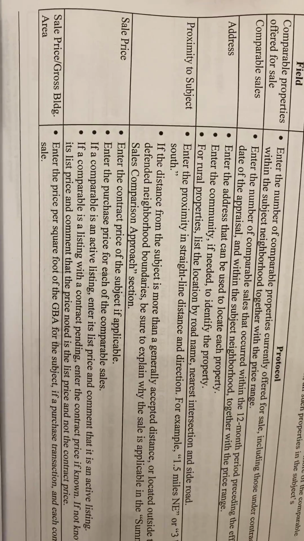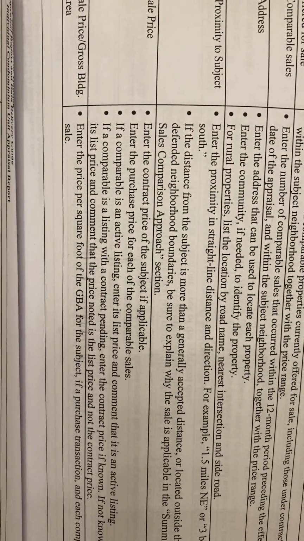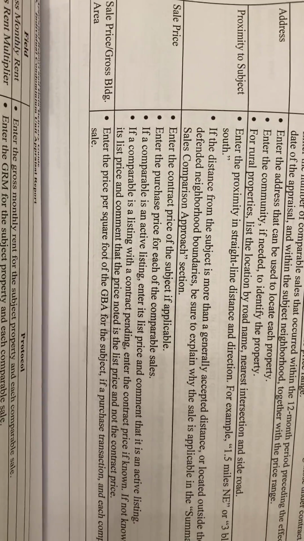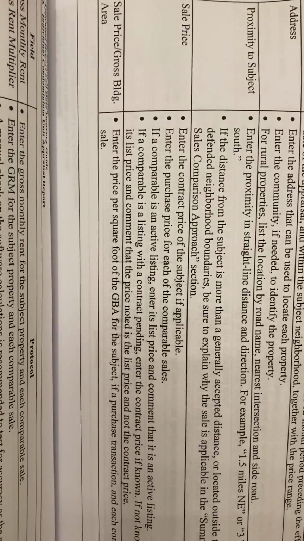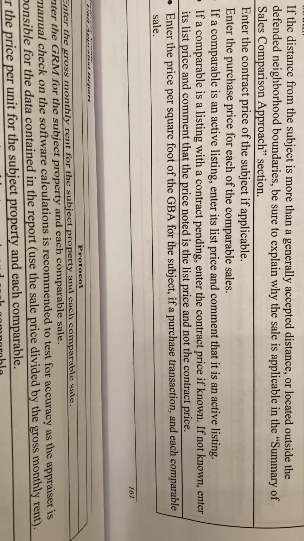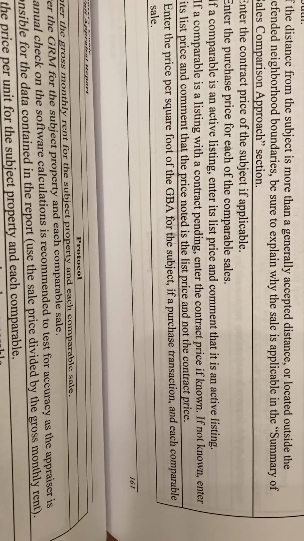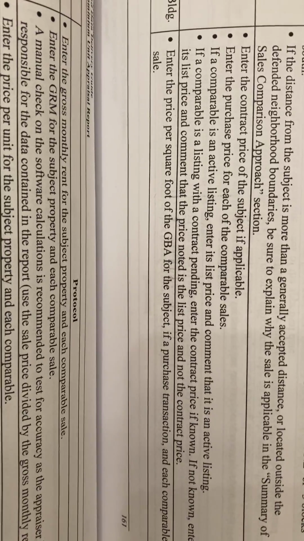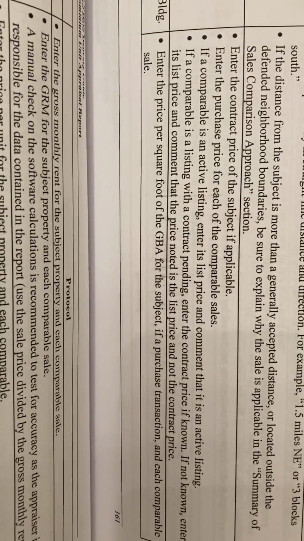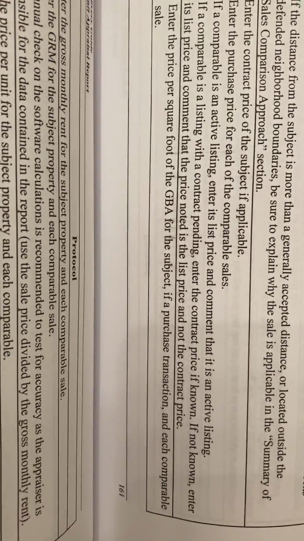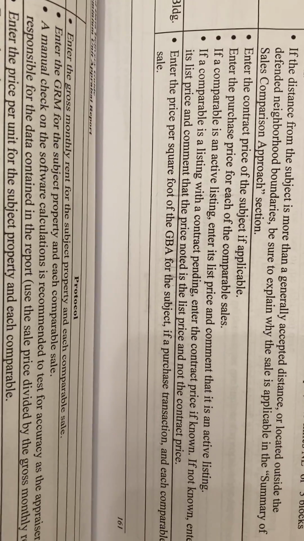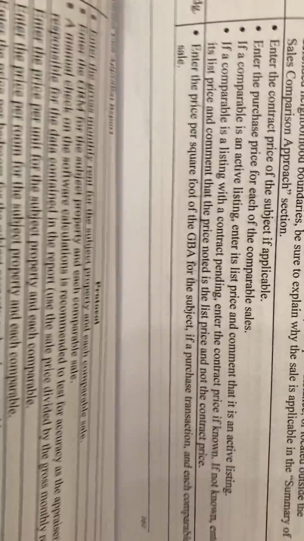Field. Sale price. Protocol. Enter the contract price of the subject if applicable. Enter the purchase price for each of the comparable sales. If a comparable is an active listing, enter its list price and comment that it is an active listing. If a comparable is a listing with a contract pending, enter the contract price if known. If not known, enter its list price and comment that the price noted is the list price and not the contract price.